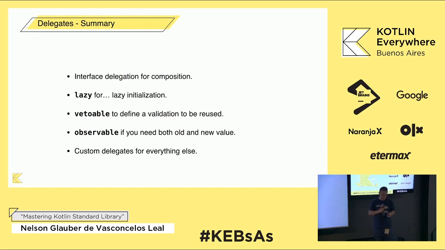So, the summary for delegates. Interface delegation for composition, that example using individual data, person, and so on. Lazy for lazy initialization. Vetoable to define a validation to be reused. Observable if you need both old and new values. And custom delegates for everything else.